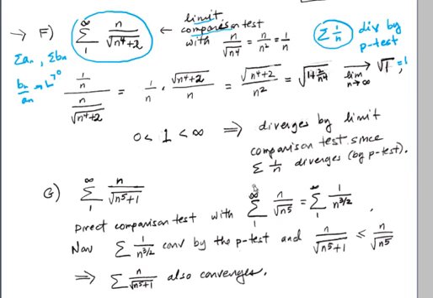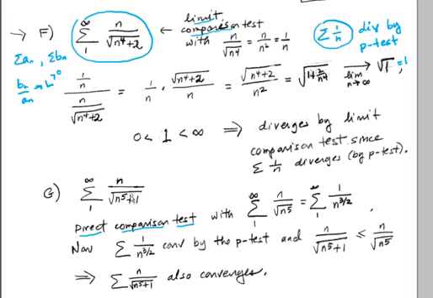All right, so let's look at G. Okay, let me just see, is this the last one in here? No, we have a few more. Okay, so let's look at G. Now what we're doing here is, this time we're going to be able to do a direct comparison test. All right, so let's see what that is.